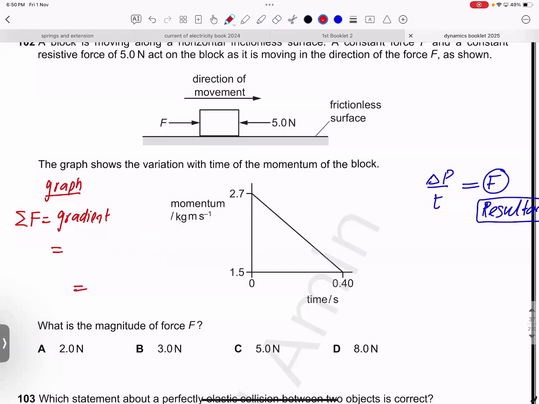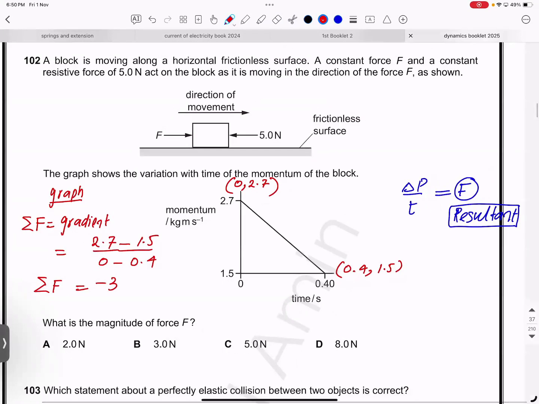Then do the points way. So first point is 0, 2.7. And the second point is 0.4, 1.5. Y2 minus Y1, 2.7 minus 1.5 over 0 minus 0.4. So gradient is negative 3. So actually resultant force is negative 3.